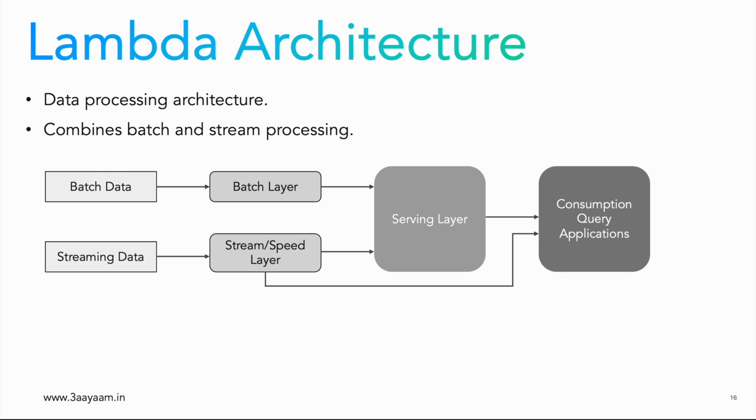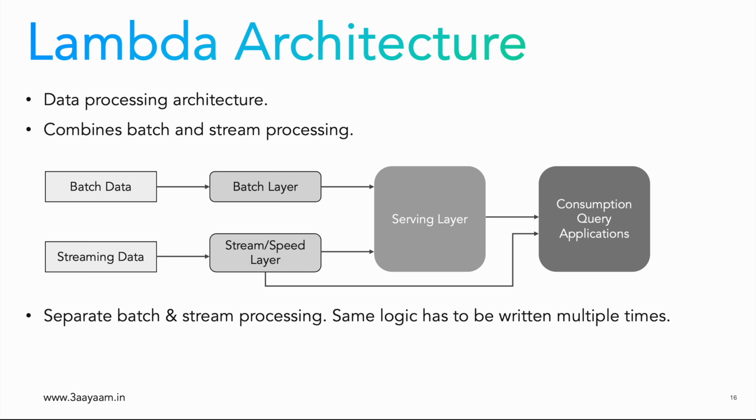So this is what Lambda architecture is. What it says is, you process batch data and stream data separately, but you store the final data in a serving layer, which can be used to serve multiple downstream applications like queries, real-time applications, or any other reporting applications, etc. So the Lambda architecture tells you that you have to have a separate batch processing and stream processing. You cannot merge them together, or you cannot process them together. And you might have to write the same logic multiple times. When I say multiple times, once for batch processing and once for stream processing.